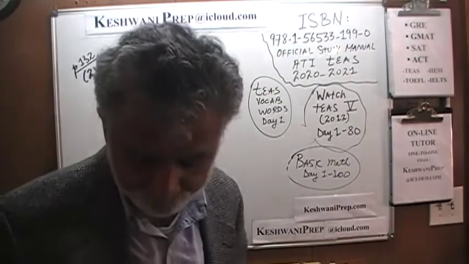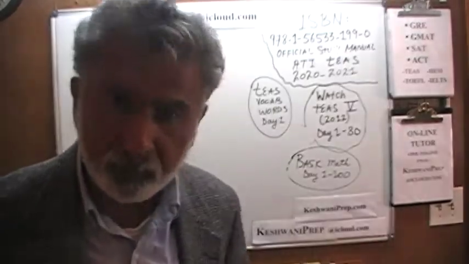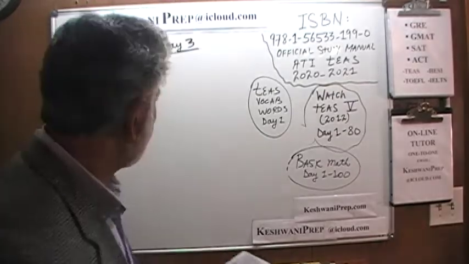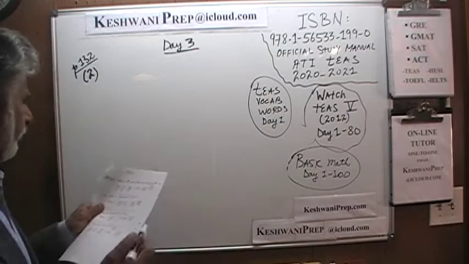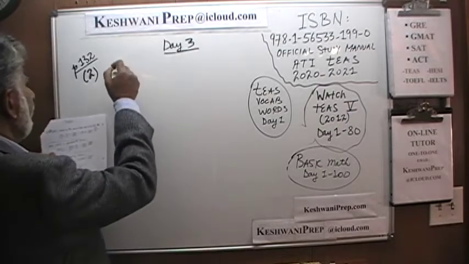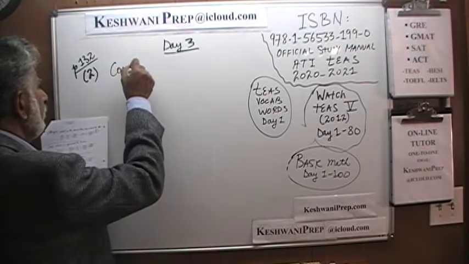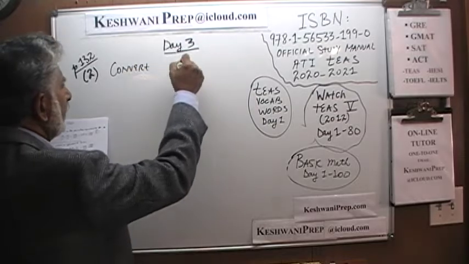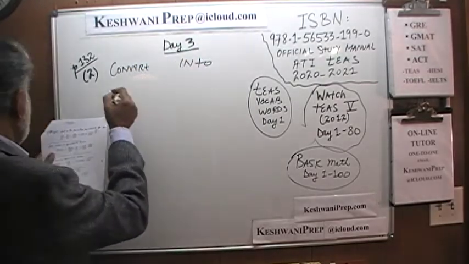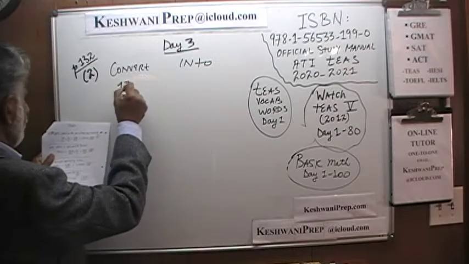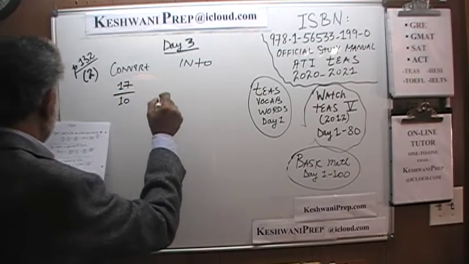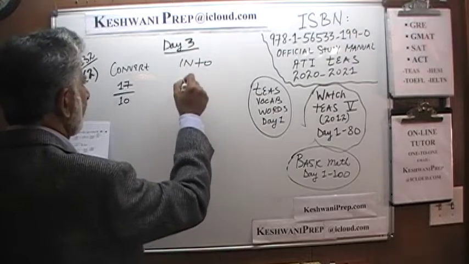It makes life easier. As I said, we already did problem number one yesterday, we'll do problem number two. So problem number two simply says, convert 17 over 10 into percent.